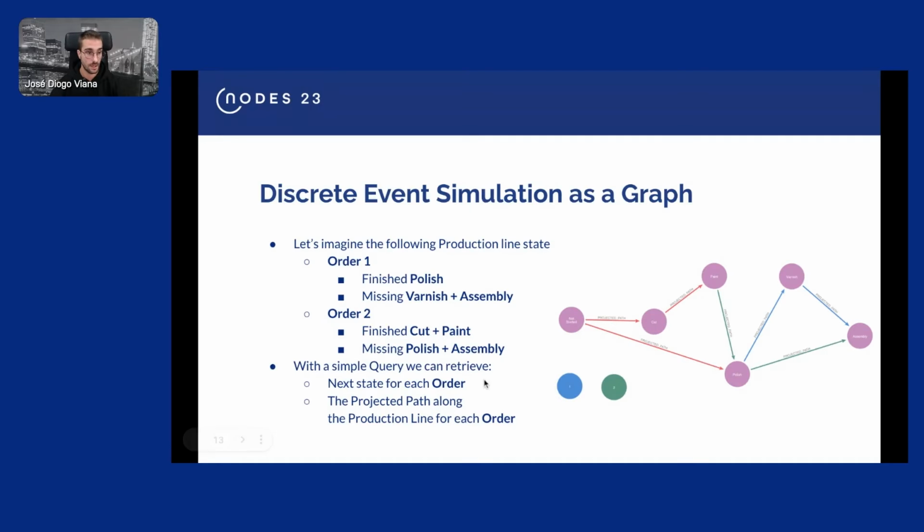So we have already finished polish for order 1, and we are missing varnish and assembly, and for order 2, this is the state. Basically, if we could write a simple query, we could get the next state for each order, because we already know the ones that are complete, and we know the next ones in line. And we could also get the projected path along the production line for each order. So this would give us already the events. The first 2 events are that we should start the cut, we still should start the polish, and we should start the varnish.